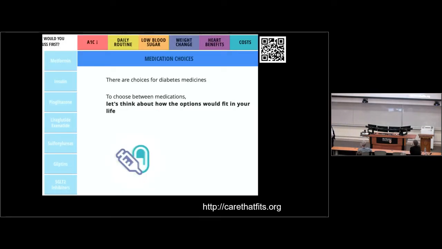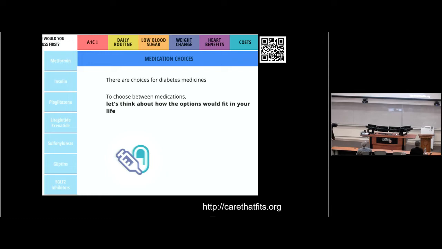This is a different kind of tool. This is to select diabetes medications. Now, I'm showing you this one because I think this is probably the most important work we've ever done. It has nothing to do with diabetes or shared decision making. It has to do with making choices in your life. Sometimes you have a lot of options, right? And so here's a lot of options on the left.